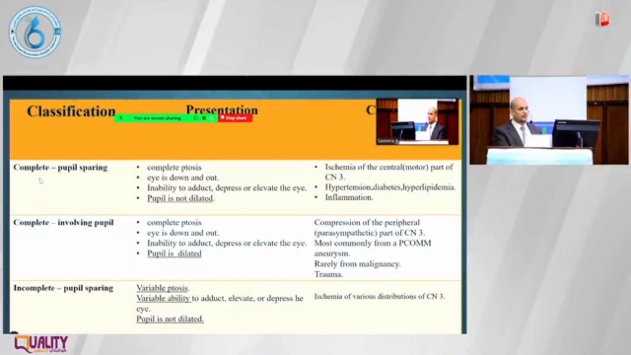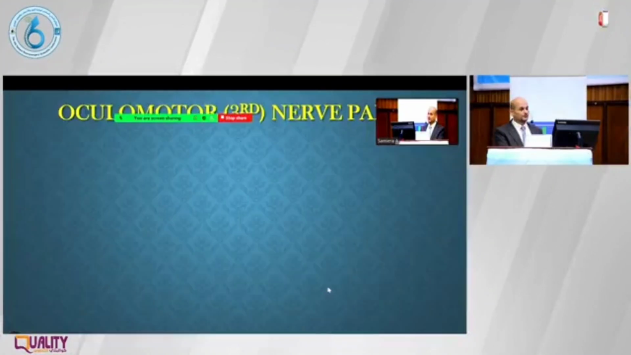So again, complete pupil sparing usually has ischemic causes; complete involving the pupil is mostly compressive lesions, rarely malignancy. Also traumatic causes can cause complete third nerve palsy with pupil involvement. And incomplete pupil sparing is usually ischemia of various distribution of the third nerve.